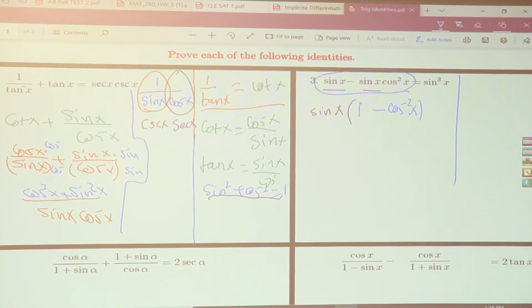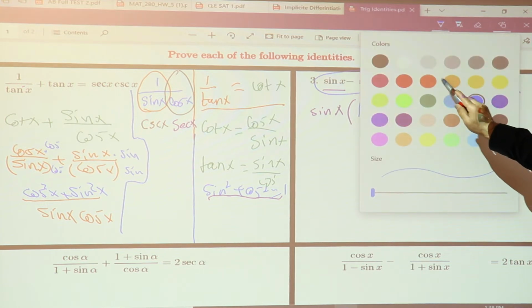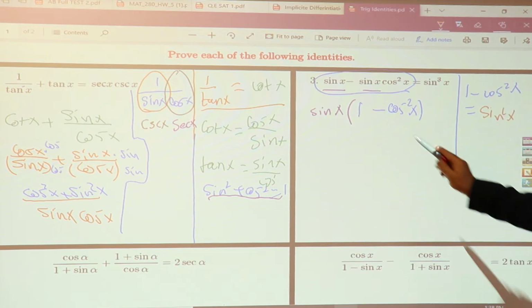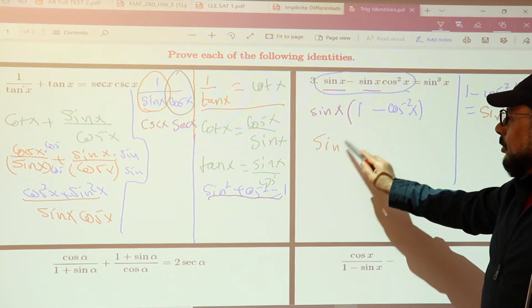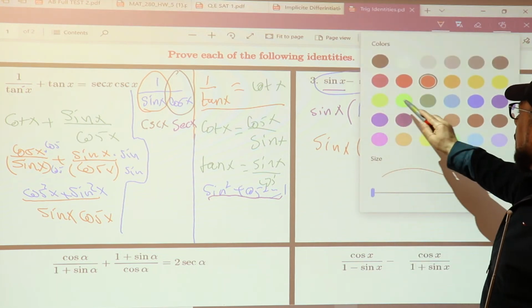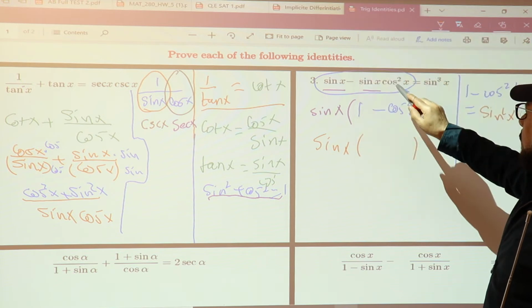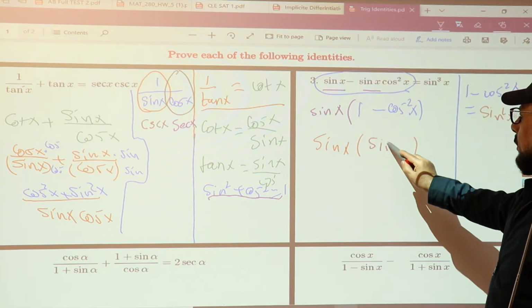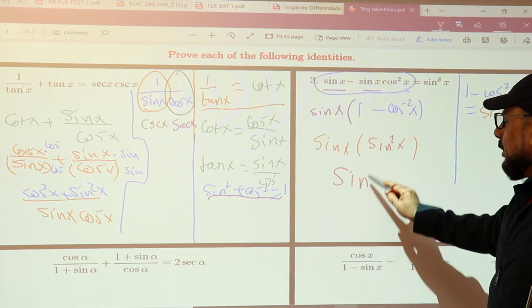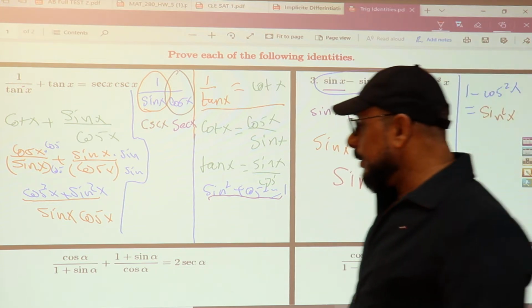Again, from the previous class, 1 minus cosine square x equals sine square. Wow, yes. Then this guy, sine x, and this guy, 1 minus cosine square, is equal to sine square. What's sine x times sine square x? Sine cube x. Good? Okay.